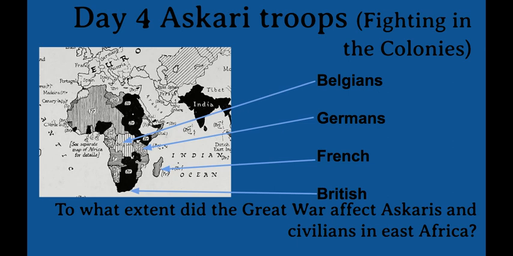Just a little reminder, we have a bunch of colonies controlled by various countries at the time of World War One. Belgians control the Congo, the Germans control this area in Eastern Africa, most of which is today Tanzania. The French are in Madagascar, the British are in South Africa, the Portuguese, all these places are controlled by European countries.